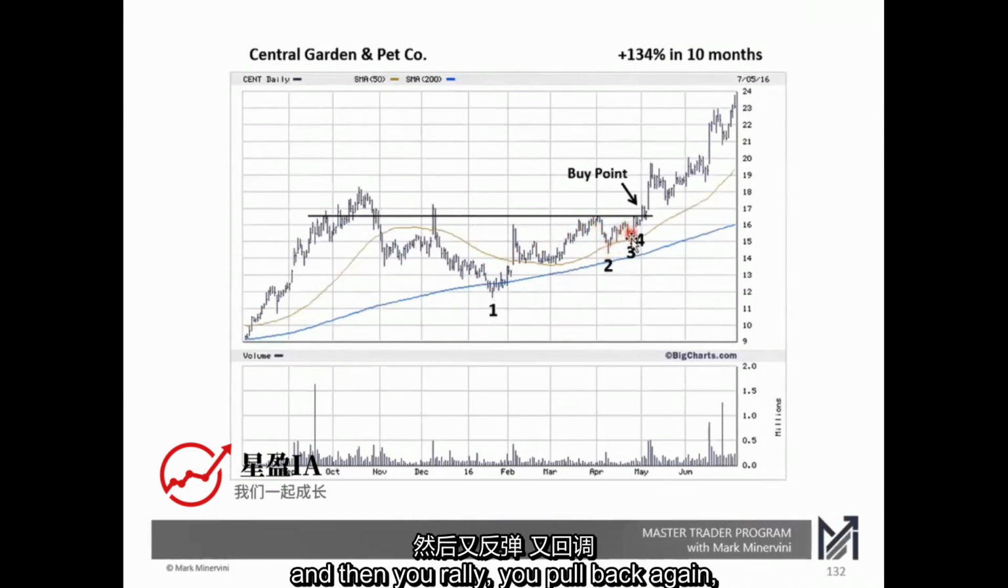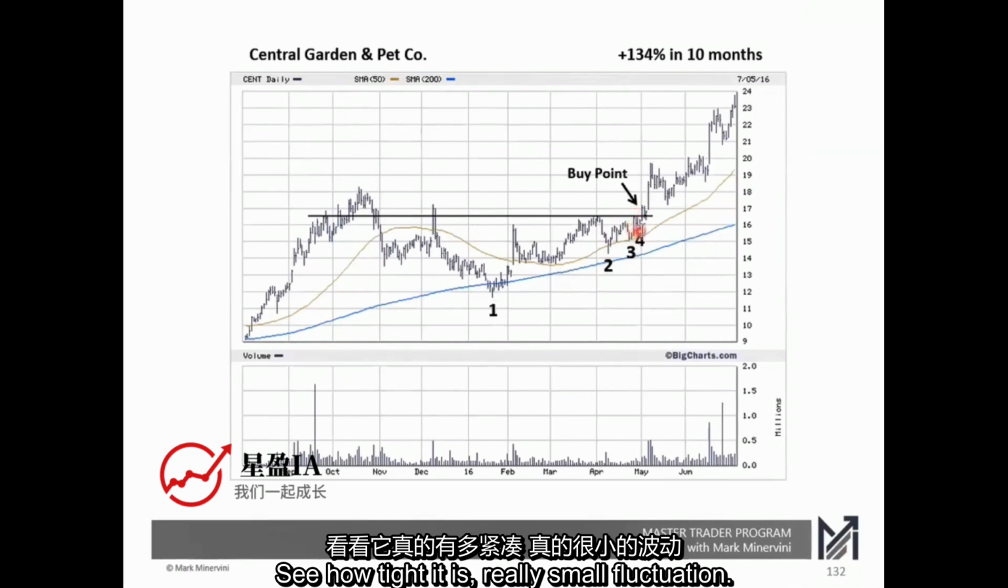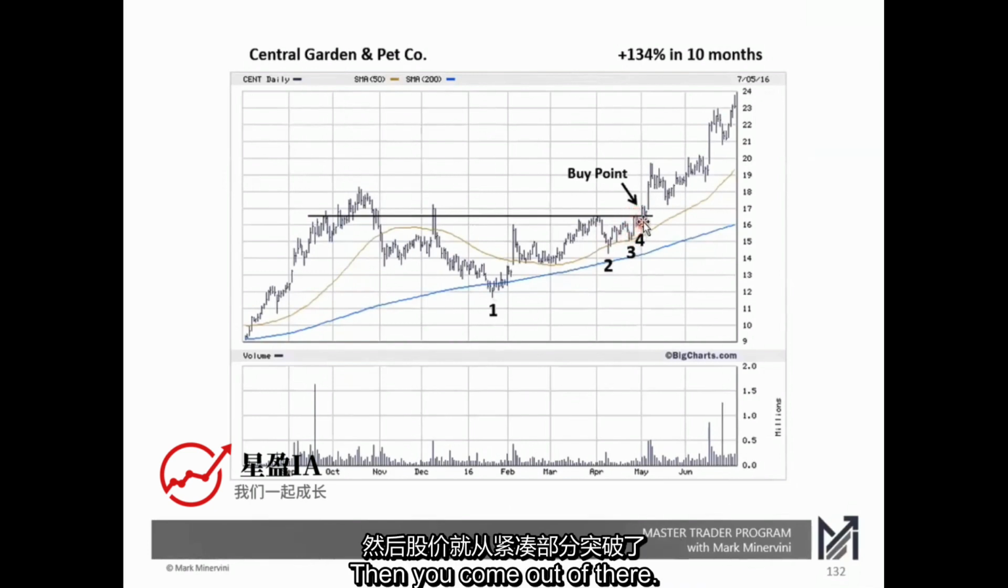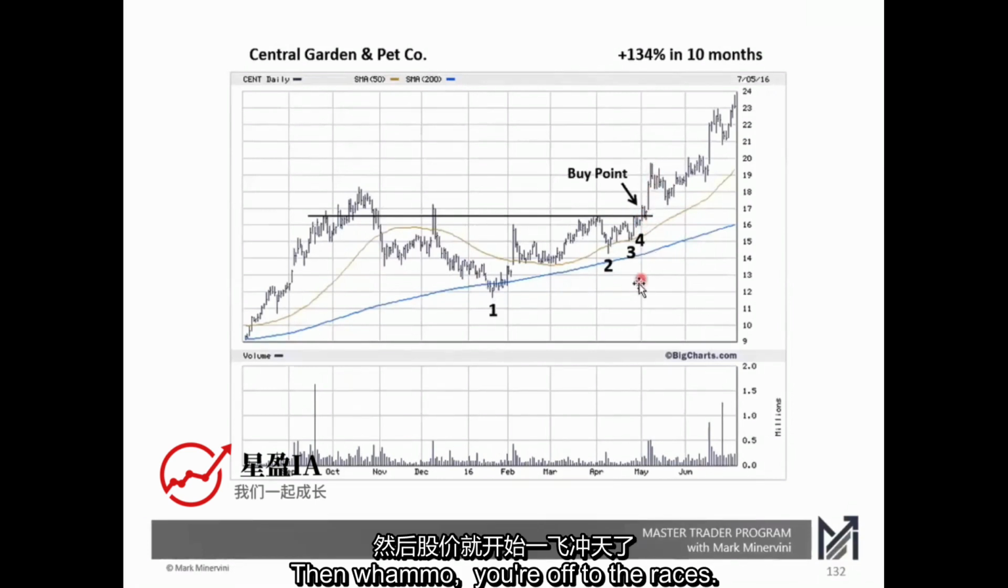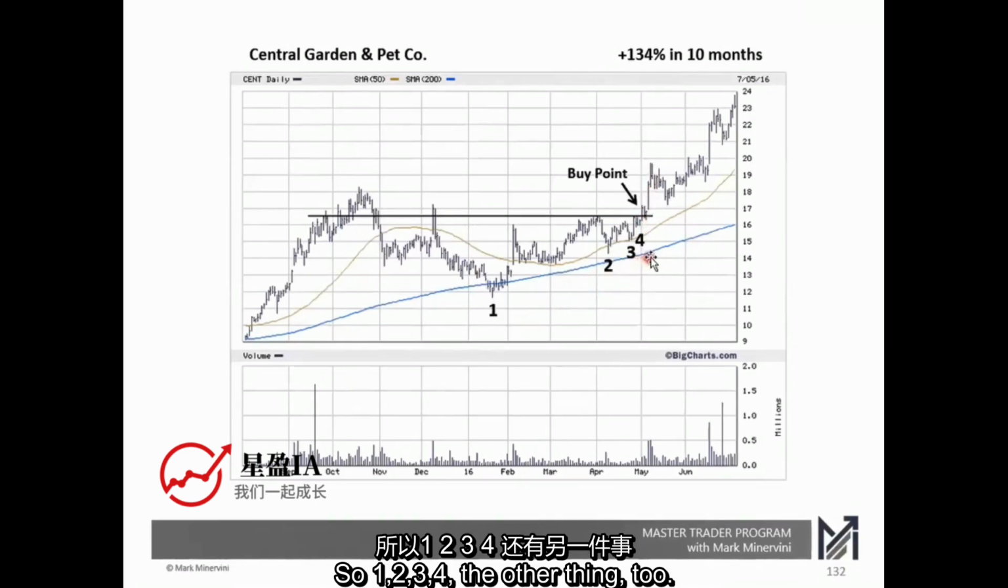And then you rally, you pull back again. And then look at that last tightening. See how tight it is? Really, really small fluctuation. And then you come out of there. You spend just 1 day pulling back, or 2 days. And then whammo, you're off to the races. So 1, 2, 3, 4.